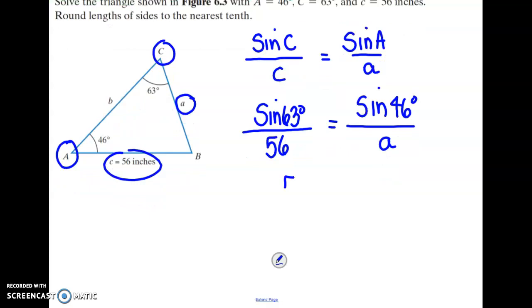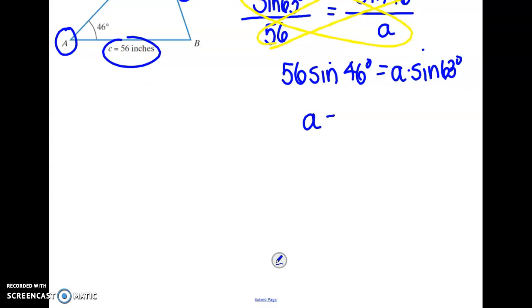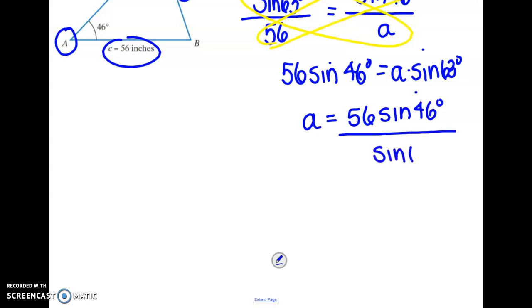So we're going to take 56 times the sine of 46 degrees, equaling a times the sine of 63 degrees. We've cross multiplied. We're multiplying these two pieces together and those two pieces together, so it looks like a little butterfly. All right, now we're going to continue on. We're going to solve this equation by undoing. To undo, we're going to divide both sides by the sine of 63 degrees. So a equals 56 times the sine of 46 degrees over the sine of 63 degrees.